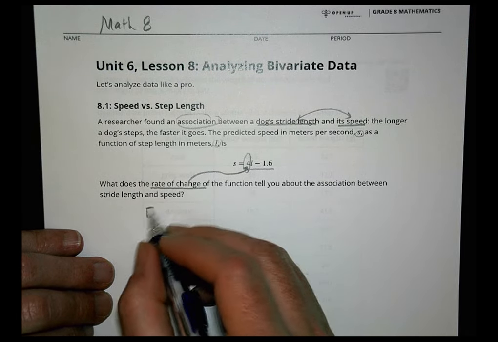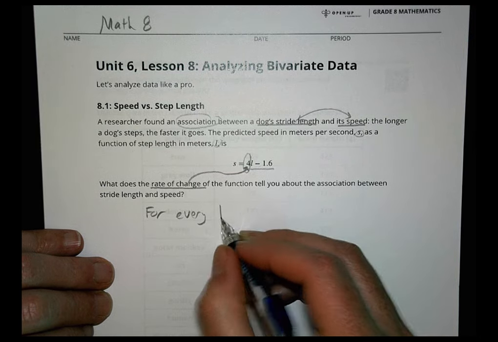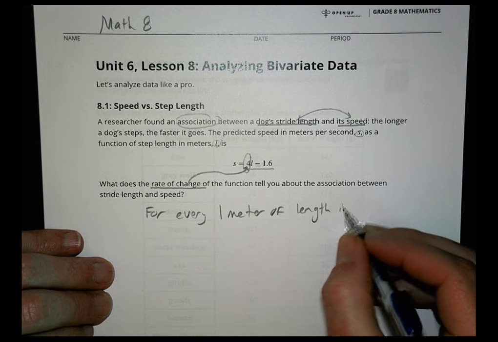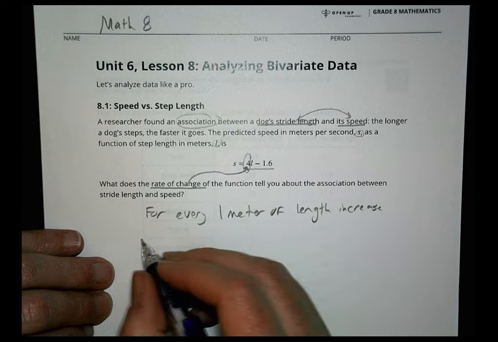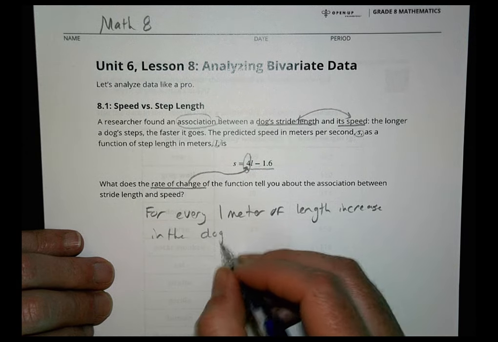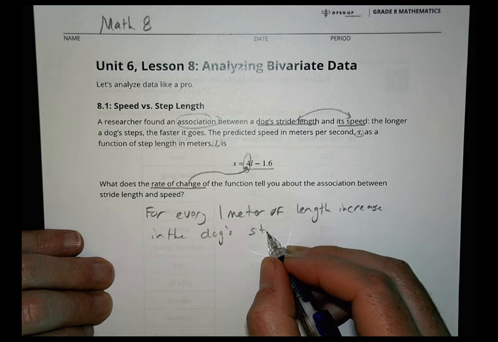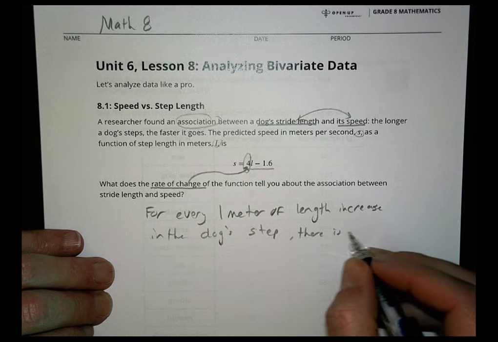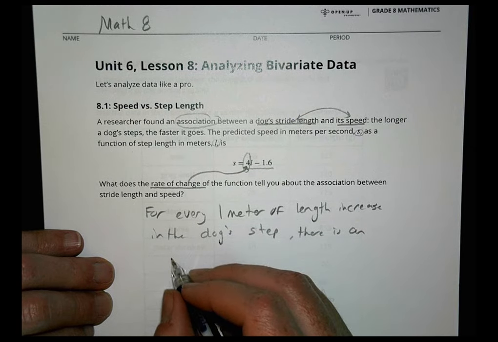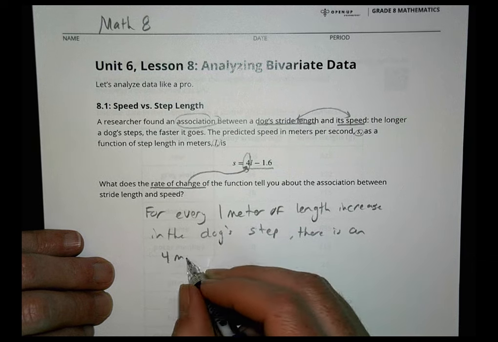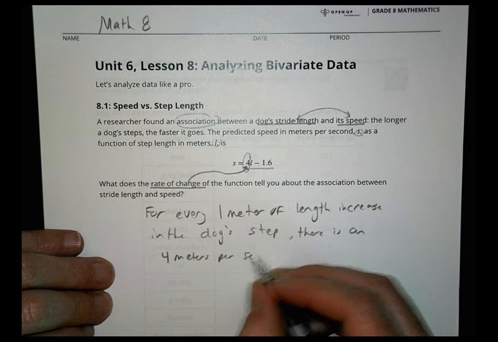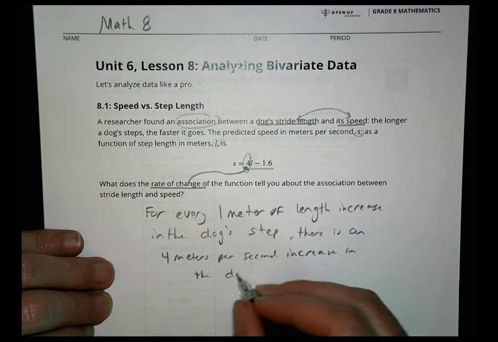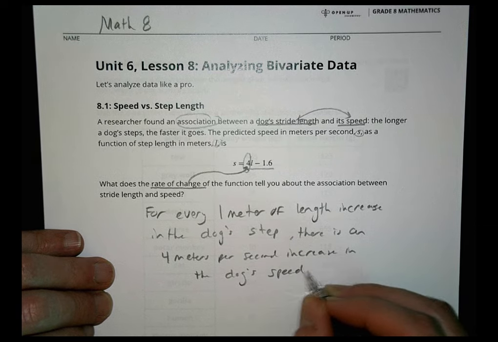Well, the 4 means that for every 1 meter of length increase in the dog's stride or steps, there is a 4 meter per second increase in the dog's speed.